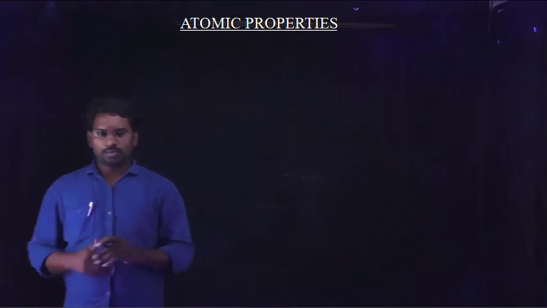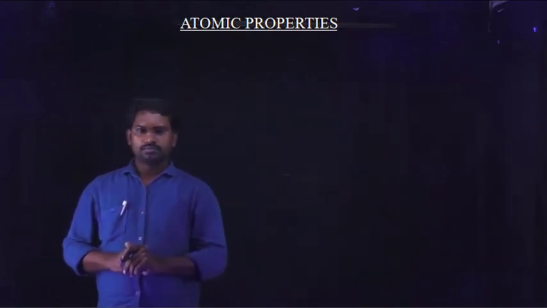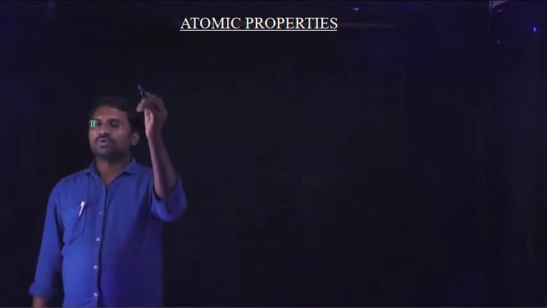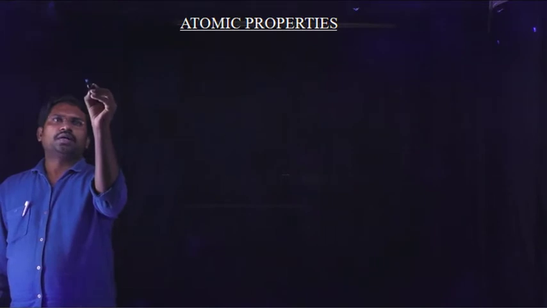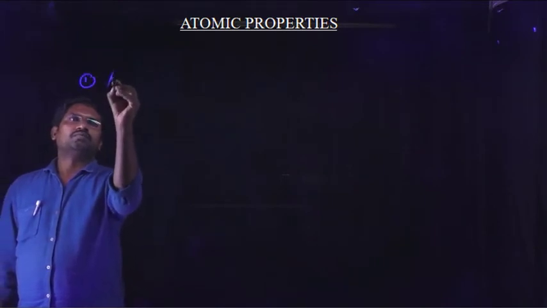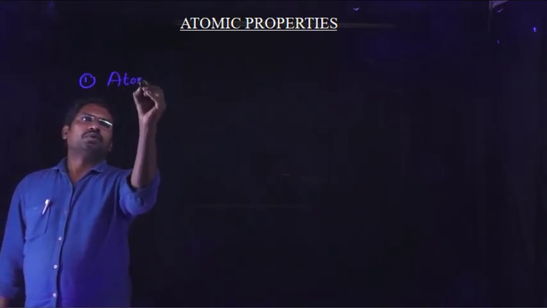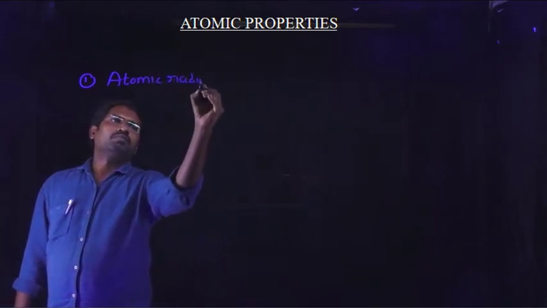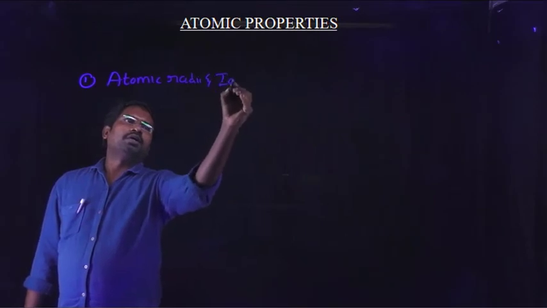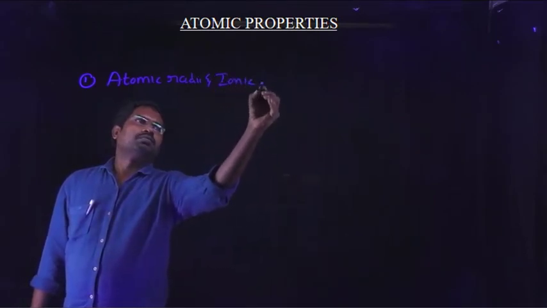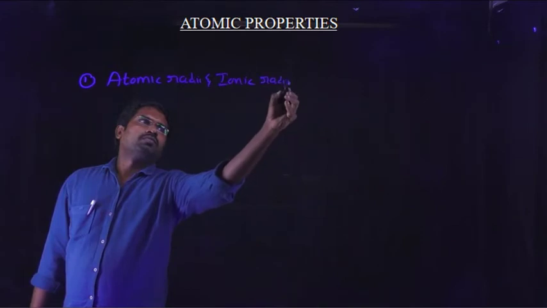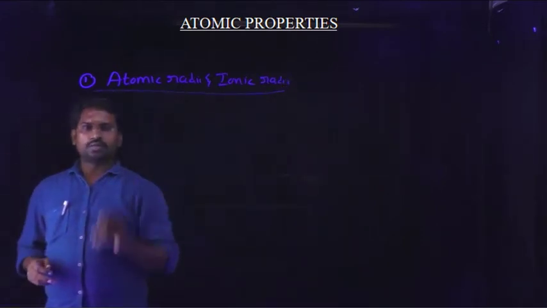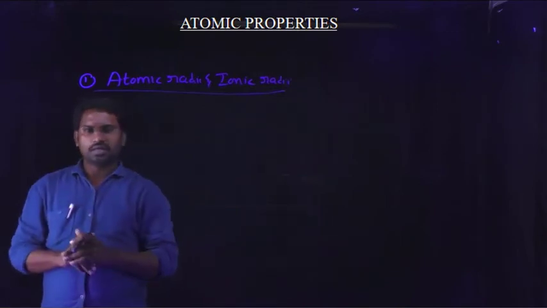So atomic properties of halogens. What are the atomic properties of halogens? First one, atomic radii and ionic radii. So the first atomic property is atomic radii and ionic radii.